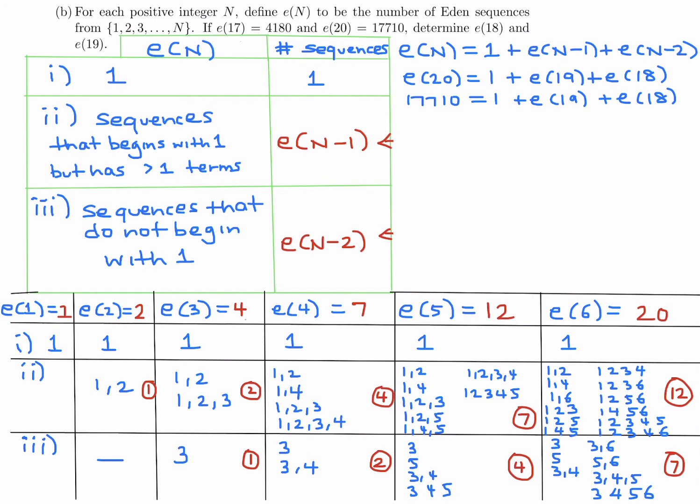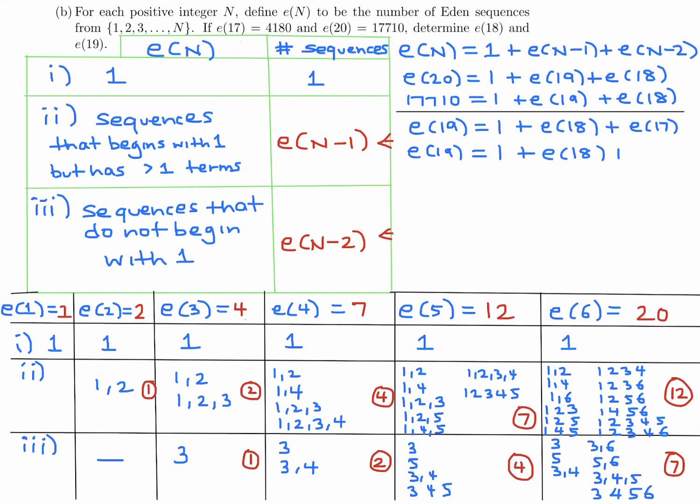Now, we don't know either value, so obviously we have to have another equation to help us. Using the same equation, let's try E19. That would be equivalent to 1 plus E18 plus E17. Well, E19 we don't know, but we do know E17, that's been given to us, 4180. So that is plus 4180, like that. Okay. Well, now we've got two equations. We got this guy, and we have this guy, and we can solve.